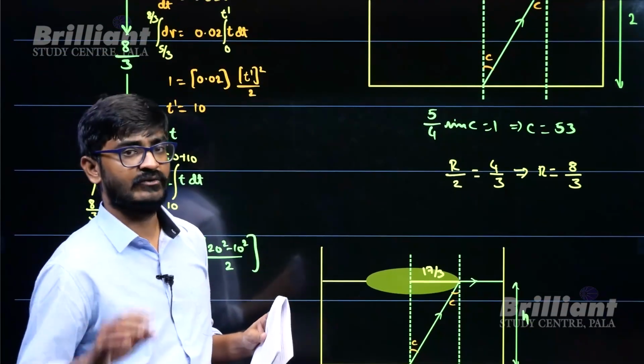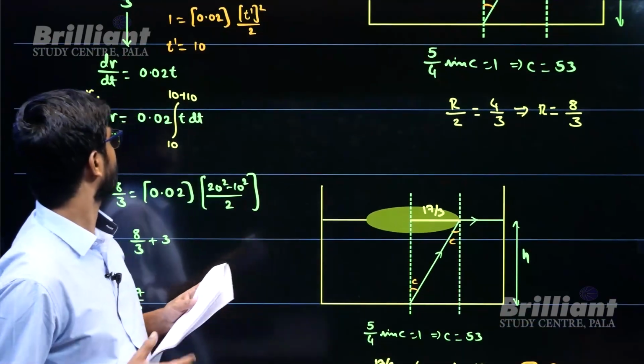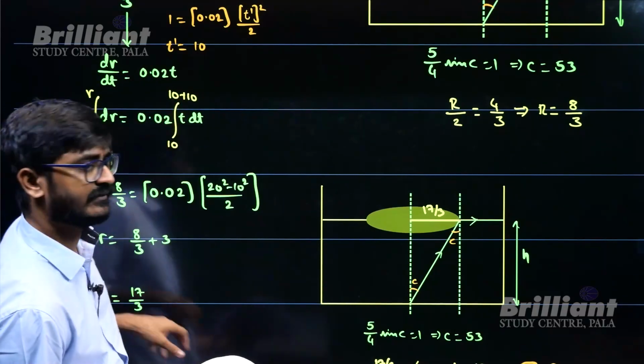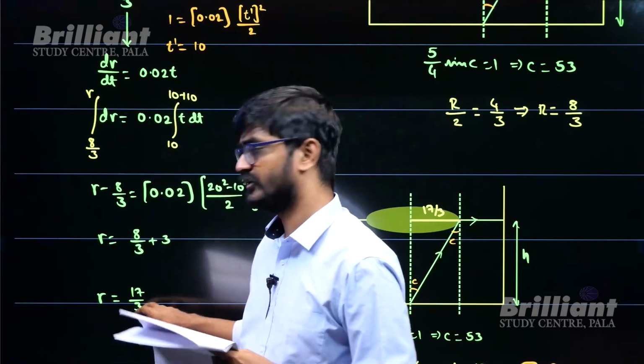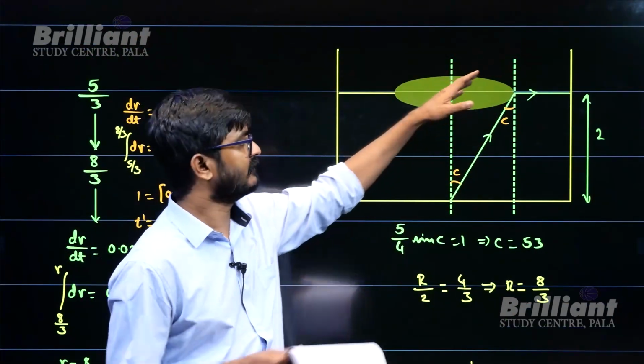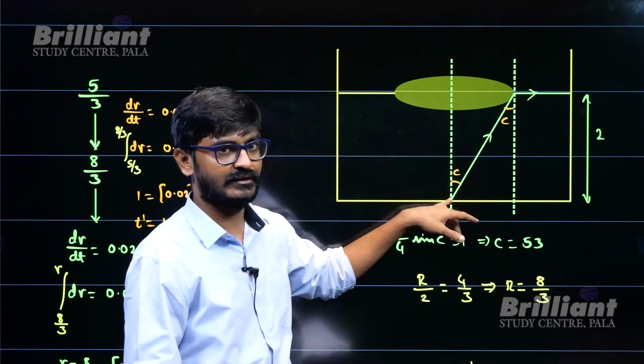We are allowing the radius to increase for even 10 more seconds. So after 10 more seconds, what is going to happen? The radius is going to become 17 by 3. Now once the radius is 8 by 3, we can't see. And if the radius becomes 17 by 3, we can't obviously see the object.